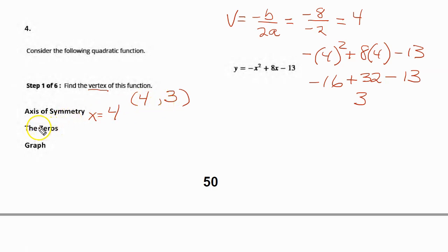Now, they ask us to find the zeros. Well, here we're looking for ordered pairs where Y is going to be 0. And how do we find, when Y is 0, what would be our X values? Well, we have to use the quadratic formula for that.